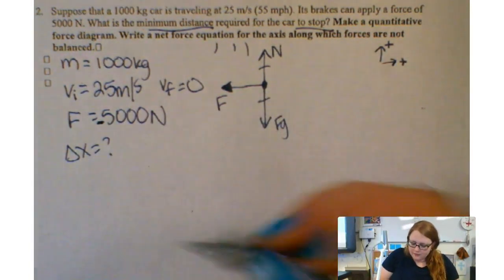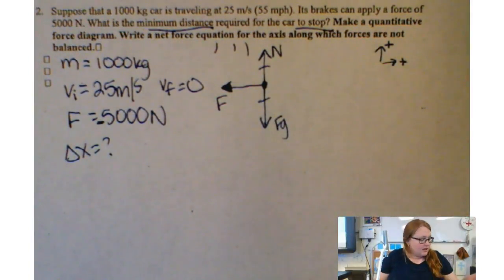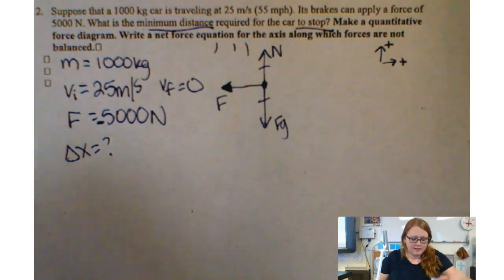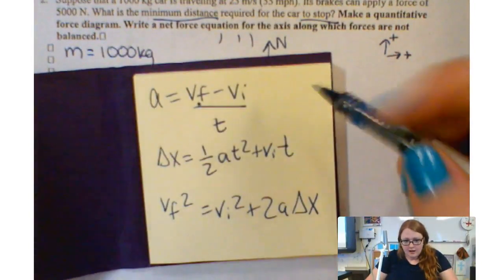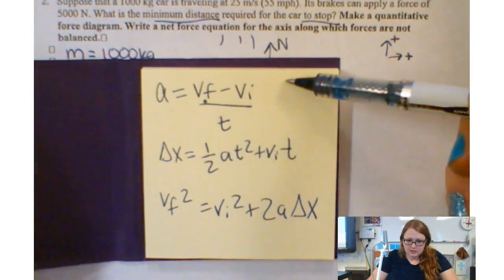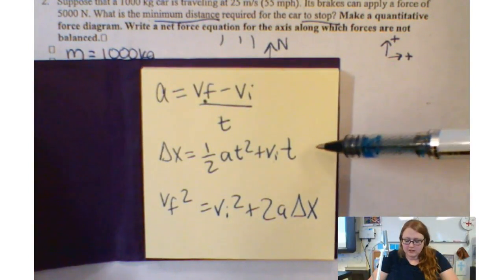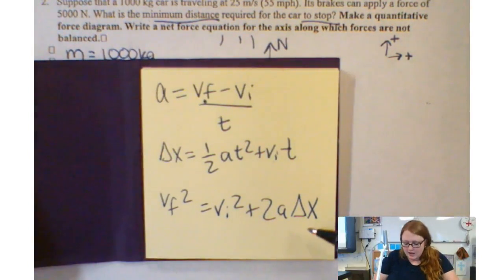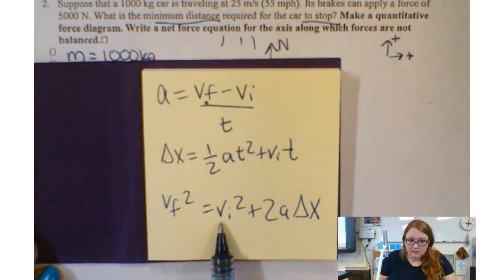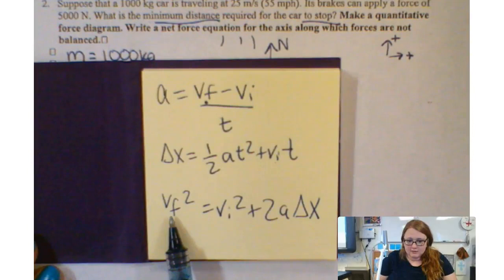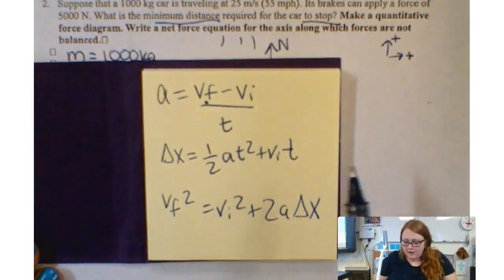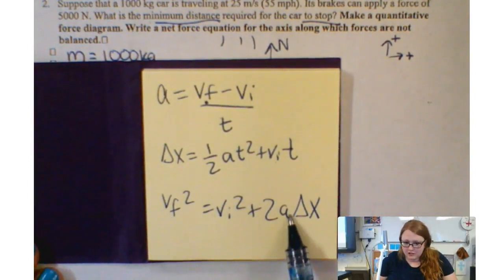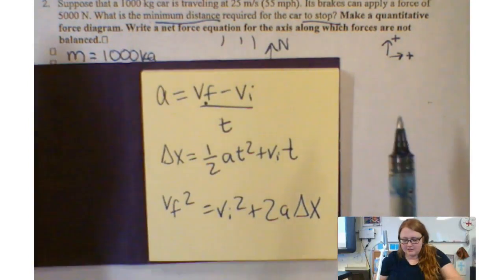So if I look at my equations, in order to find delta X, I'm not given time, so that means I probably shouldn't try to use this equation or this equation, because I'm not given time and I'm not given acceleration. But I do know my initial speed, and I do know my final speed because I'm coming to a stop. I can find my acceleration and then find delta X.